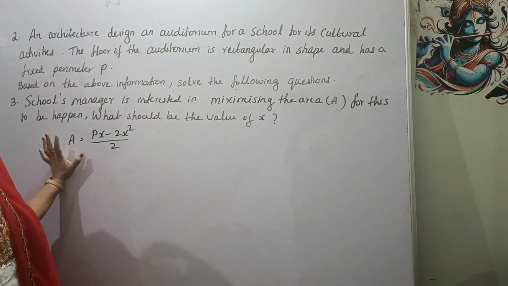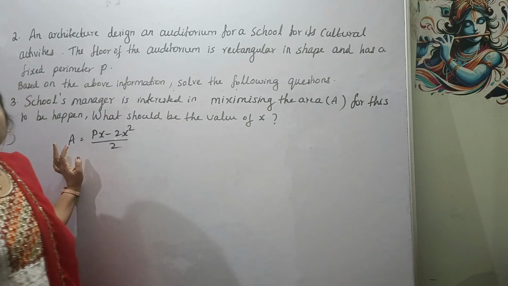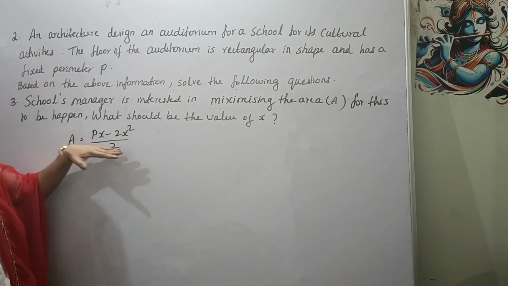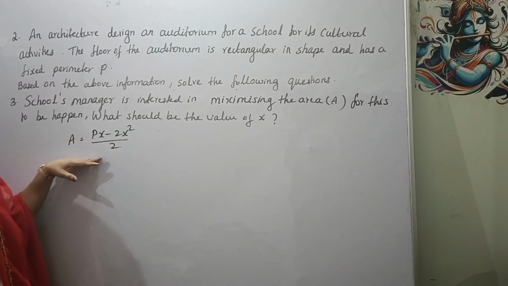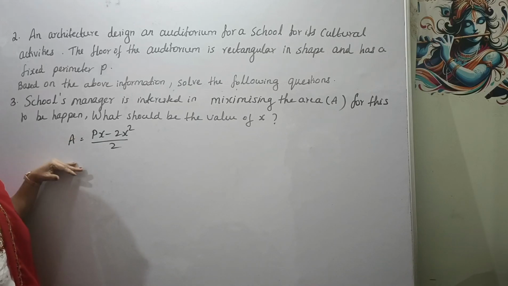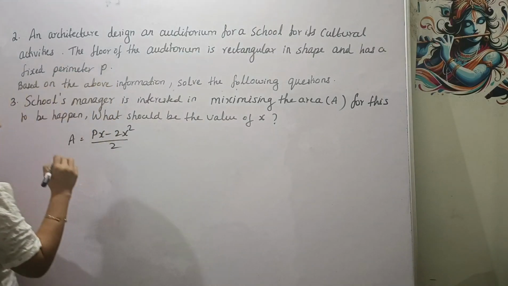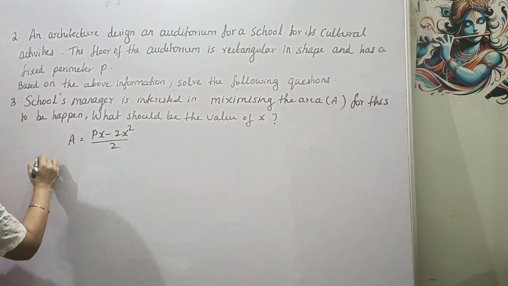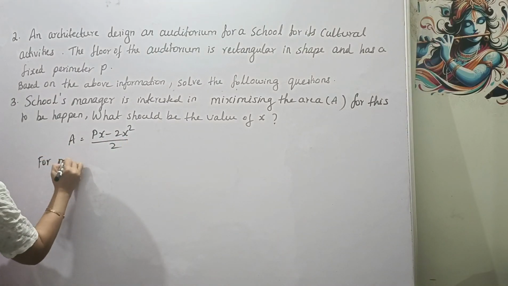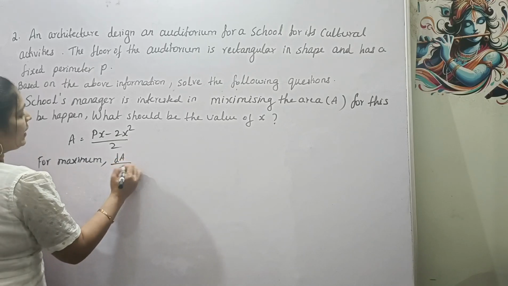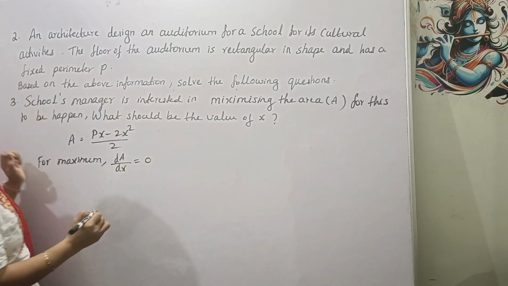Now we know that to find the value of x for a maximum or minimum, we have to take the derivative equal to 0. That is, dA by dx is equal to 0, right? So for maxima and minima, here it is maximum, so for maximum, dA by dx is equal to 0.